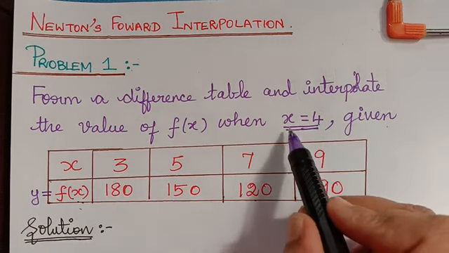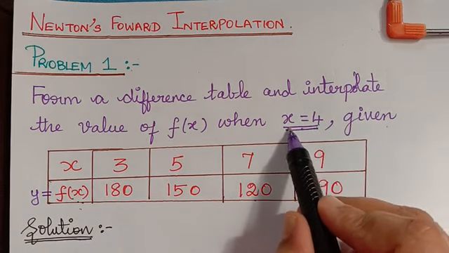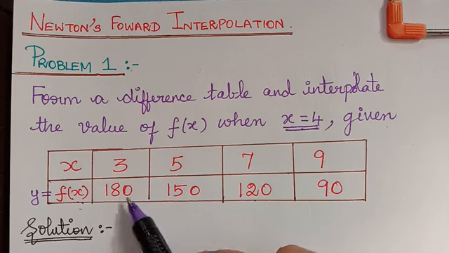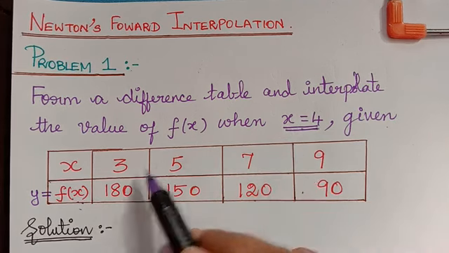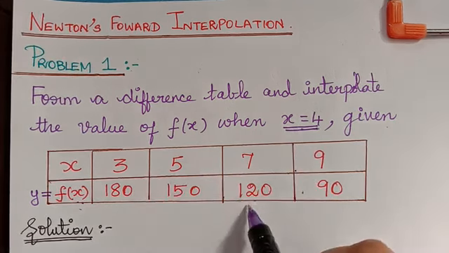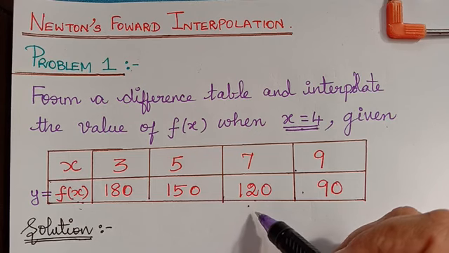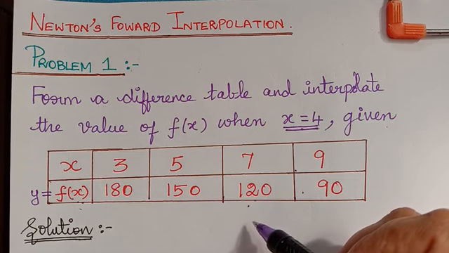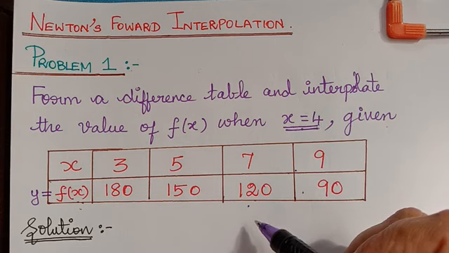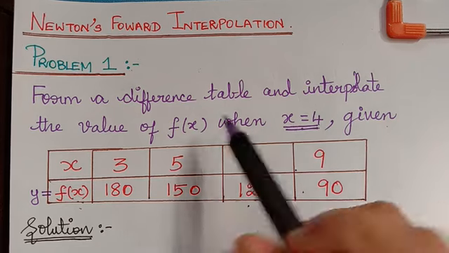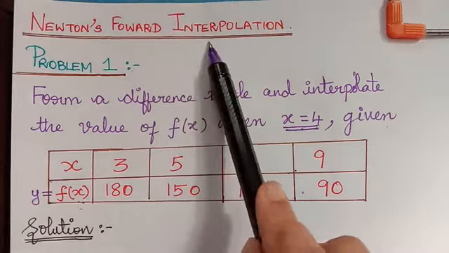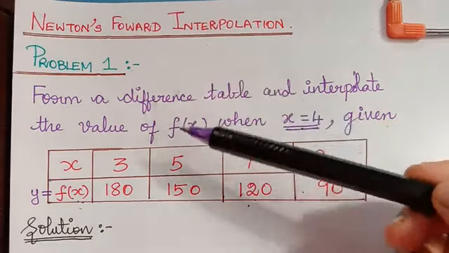Now we have to interpolate the value for x equal to 4. That is, we have to find the value of y when x is equal to 4, for which we have to use the method of interpolation. Under interpolation, we have Newton's forward interpolation, backward interpolation and Lagrange's interpolation. Because we have written here Newton's forward interpolation, we obviously know that we are going to use this formula.